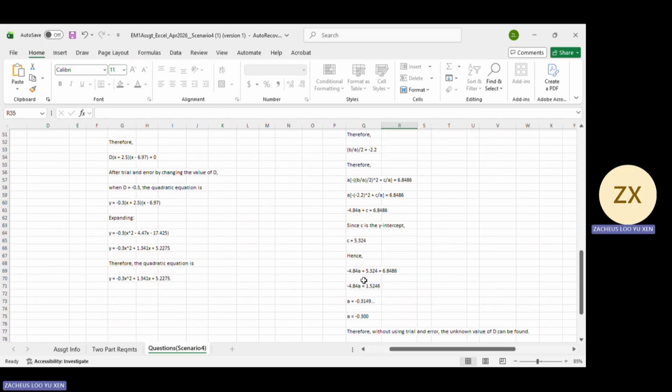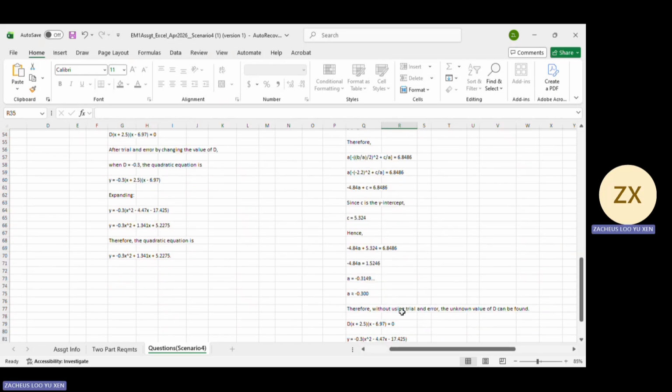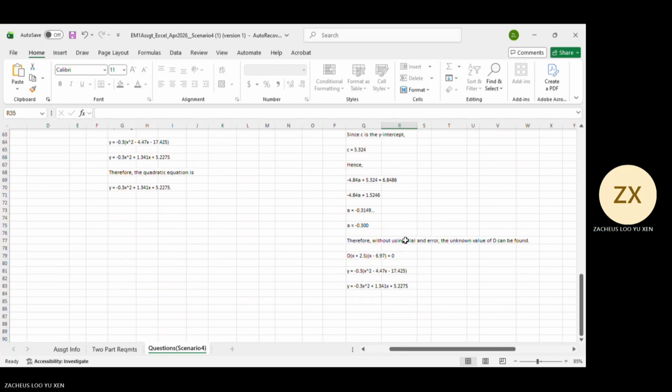Hence, we can substitute c into the equation and simplify a to minus 0.3149, which is basically minus 0.3, which we found just now. Therefore, without using trial and error, we can find the unknown value of b. Then we find the quadratic equation without using trial and error.